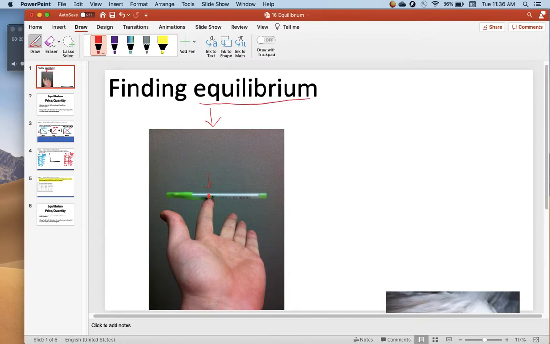Now something interesting about the equilibrium point for most pens and pencils is the length on either side of the equilibrium point of the object is different. So for example, in this pen right here, this length is shorter than this side over here. This side is longer. So why does this happen?